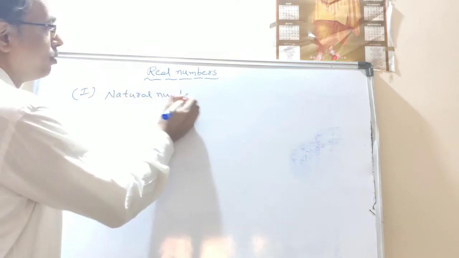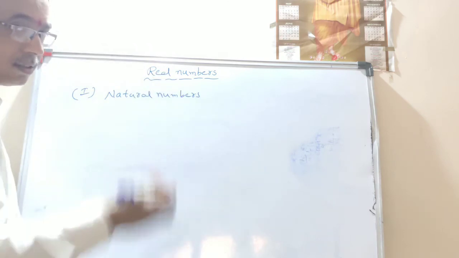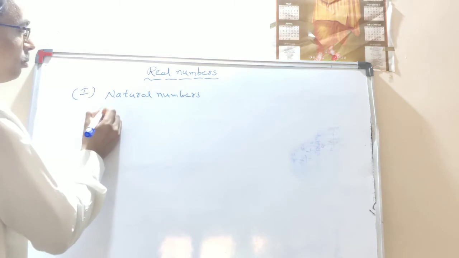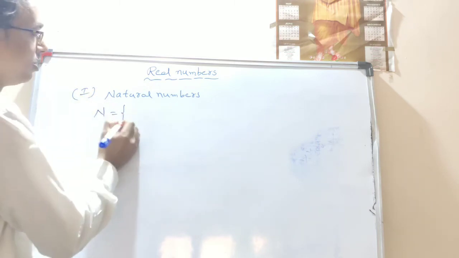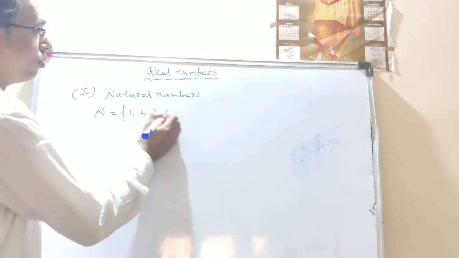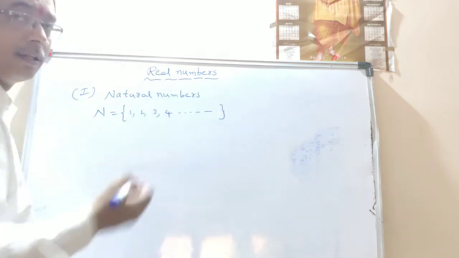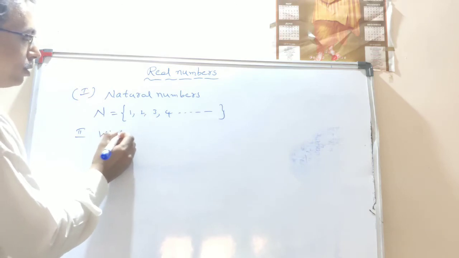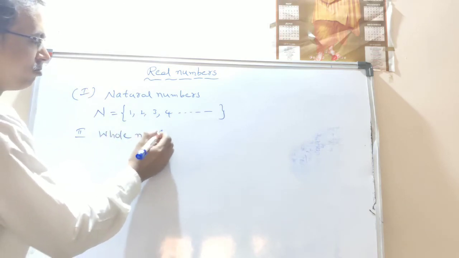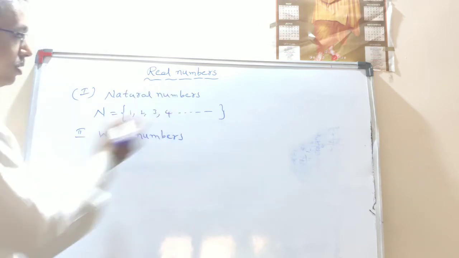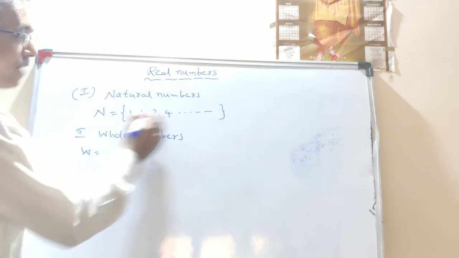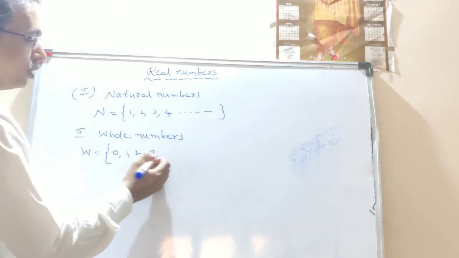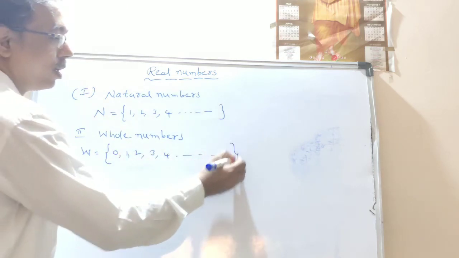Numbers which are useful to count, 1, 2, 3, 4 like that. These numbers are generally denoted by capital N: 1, 2, 3, 4 and so on. Next, the second type, whole numbers, and these are simply natural numbers including 0: 0, 1, 2, 3, 4 and so on.